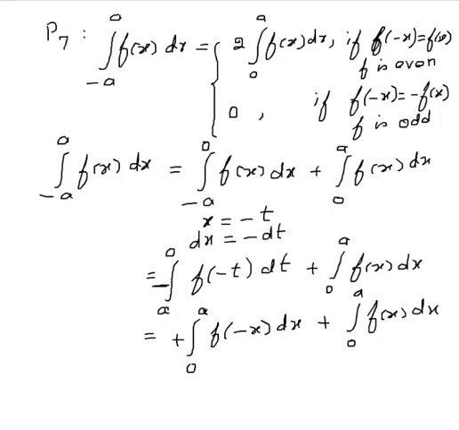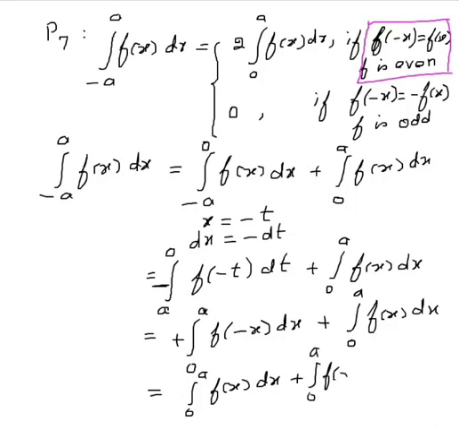If f of x is an even function, that is, f of minus x becomes f of x. It becomes f of x because it is an even function. Therefore, the answer becomes 2 times integral 0 to a f of x dx, if f is even.